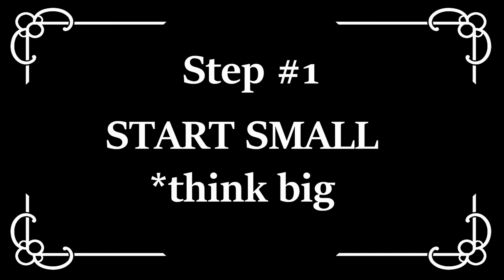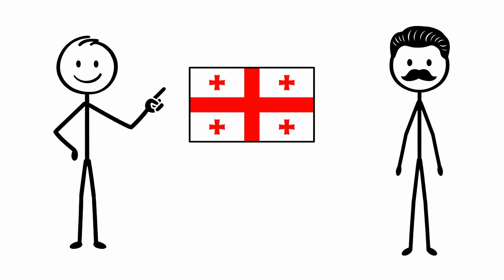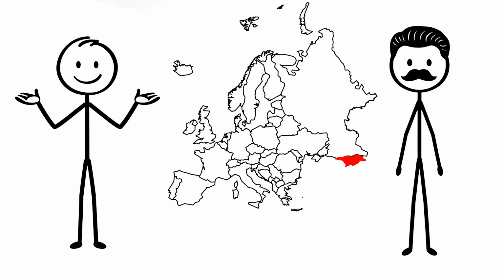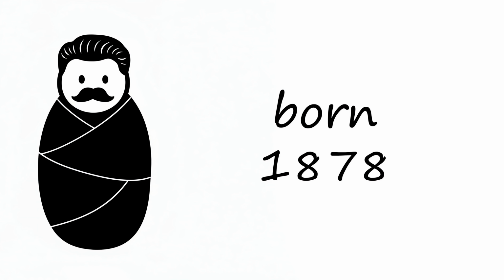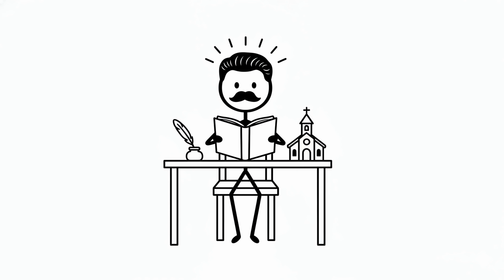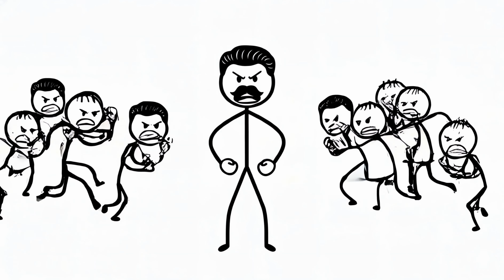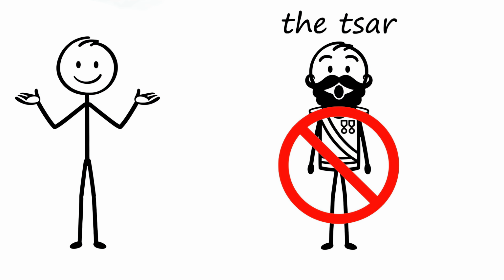Step number 1. Start small but think big. Every dictator needs to start somewhere. For Stalin, it was in Georgia, and no, not the US one with peaches, but the Eastern European one with revolutions. He was born in 1878 to a cobbler and a washerwoman, went to seminaries to study theology, and dropped out to study revolutionary violence instead, because apparently turning the other cheek didn't include the Tsar.